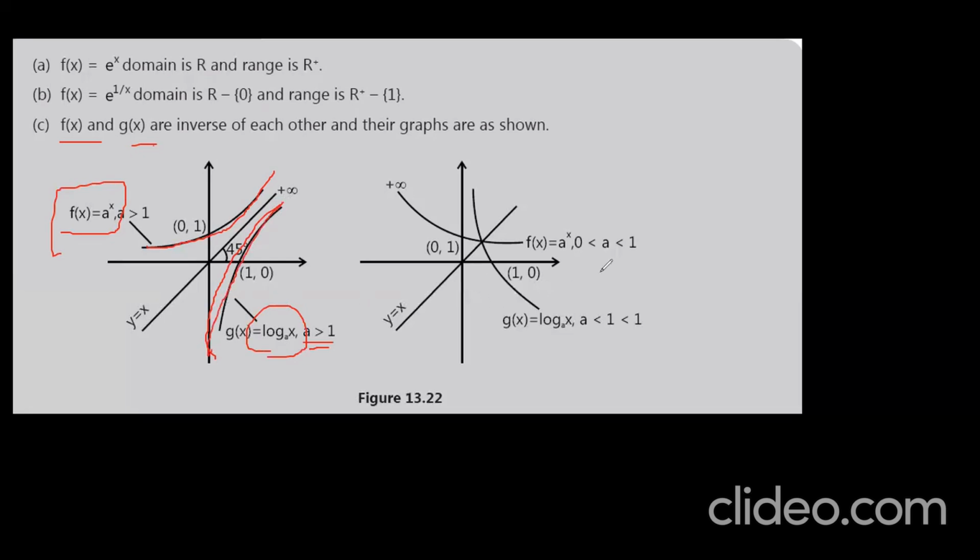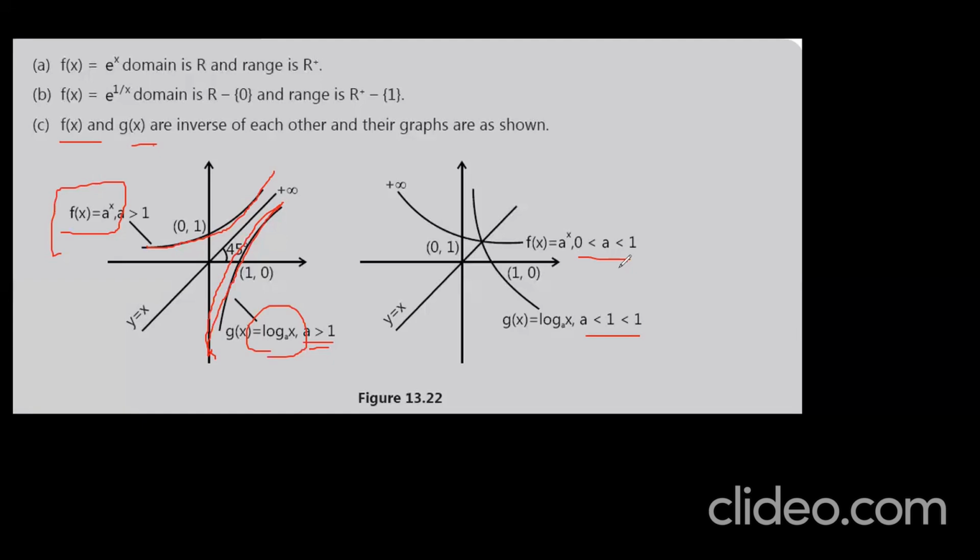In the same manner, you can take f of x is equal to a power x where a lies between 0 and 1, that is, a is less than 1. In that case, it is going to be like this. So the exponential function: if a is greater than 0, x belongs to R, then f of x is equal to a power x is called an exponential function.